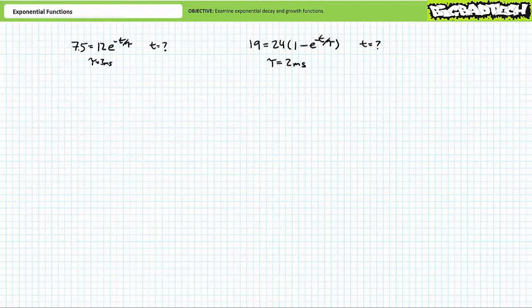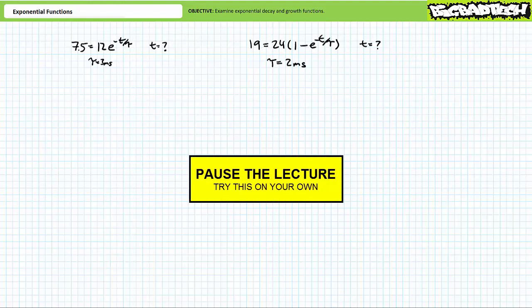Let's see if you can try these example problems on for size. Our first problem asks us to solve for at which time the function 12 times e to the negative t over tau equals a value of 7.5, where tau happens to have a value of 3 milliseconds. Our second example problem is asking us to solve for at which time the function 24 times 1 minus e to the negative t over tau obtains a value of 19. In this case, tau is assumed to have a value of 2 milliseconds. By all means, pause the lecture and see if you can try this on your own.